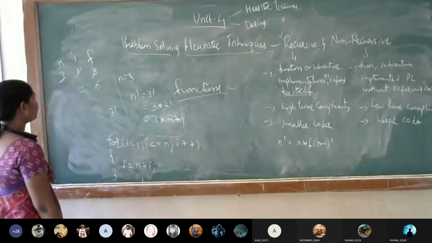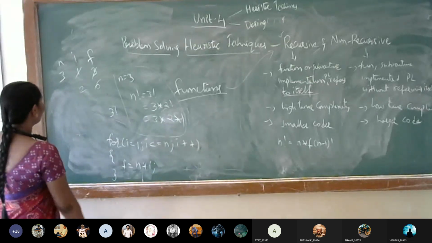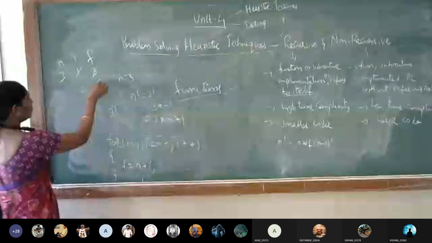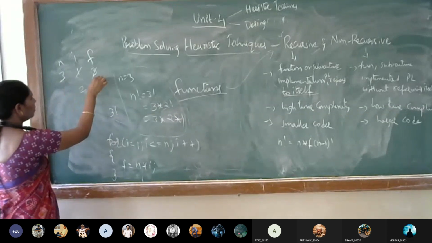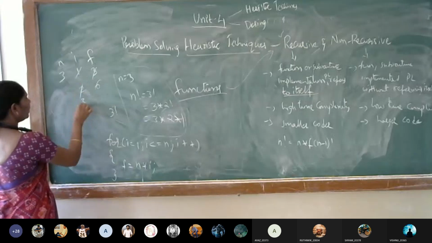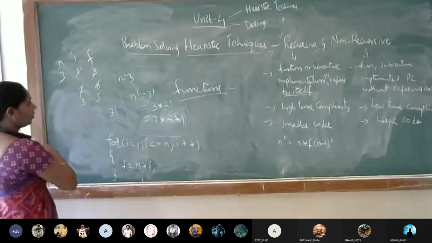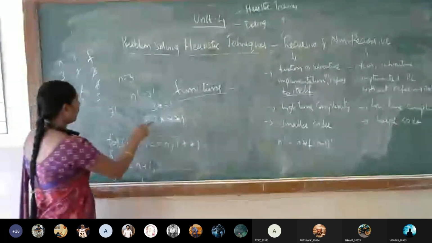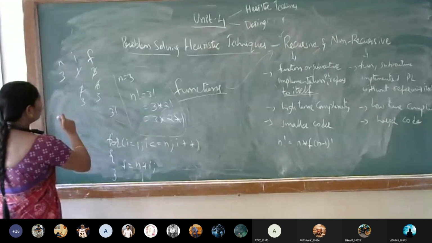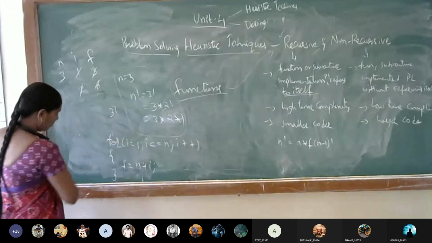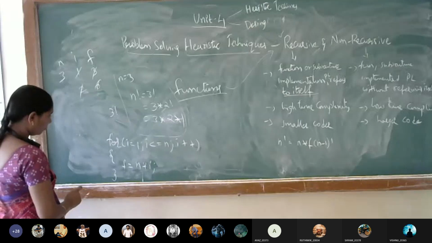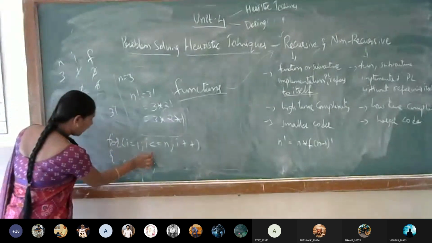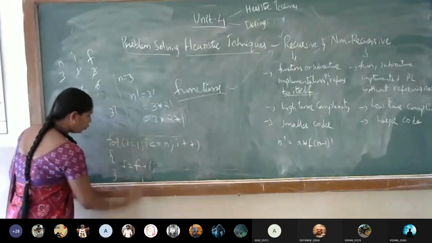3 into... n into I, 3 into 2, what will I be getting? 3 into 2 is 6, and I will be incremented. 3 3 is 9, right? I should get only 6. Sorry, here I should take this as f into I.